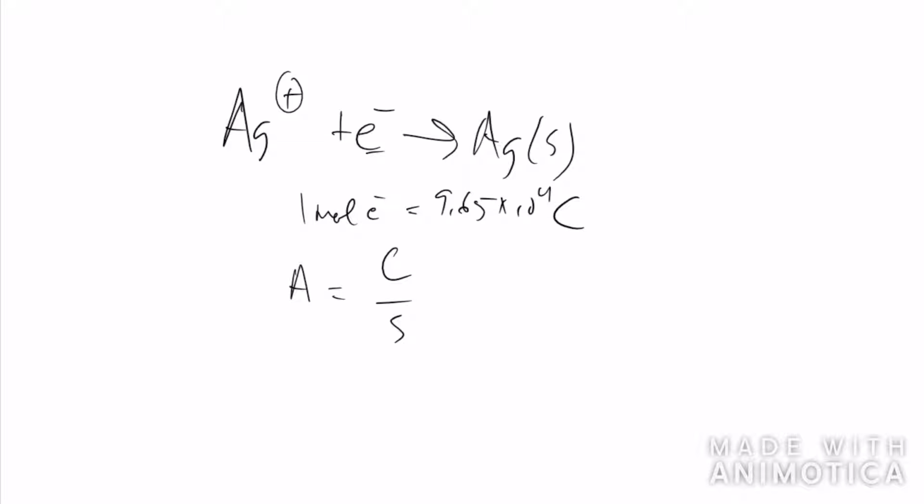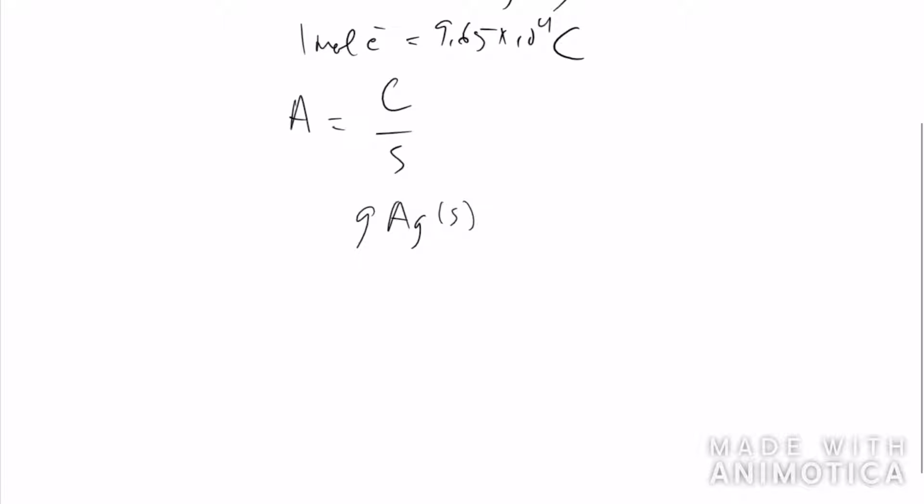So in our question, how many grams of silver will be electroplated using a current of 5.3 amps for 12 hours? There's a lot of unit analysis here. So 5.3 amps is like saying 5.3 coulombs per second. Right? Cool with that? Because an amp is a coulomb per second.